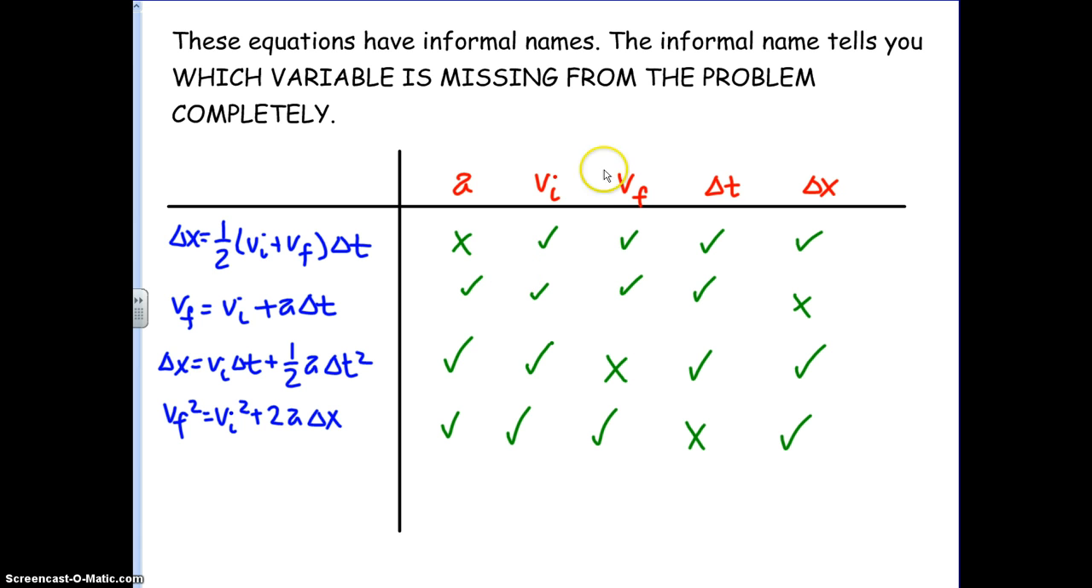Please notice that there isn't an equation that's missing initial velocity. They all have initial velocity in them. So the initial velocity is a pretty important variable that you need to know to use these equations. You're pretty much either always going to be solving for it or have it. On the other hand, these ones are missing one of the variables, and the fact that it's missing that variable really helps you figure out how to use the equation. For instance, if you're given a problem and in that problem no mention is made of acceleration, you're going to use the no acceleration equation.